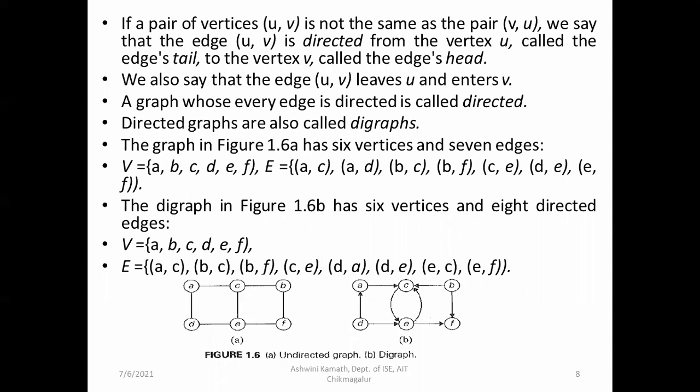Digraph means directed graph. V = {A, B, C, D, E, F} is the set of vertices, and E = {AC, AD, BC, BF, CE, DE, EF}. You can check these pairs; these are the edges for the undirected graph. The digraph in figure 1.6b has 6 vertices and 8 directed edges. So V = {A, B, C, D, E, F} again, and E = {AC, BC, BF, CE, DA, DE, EC, EF}. It has the same set of vertices, but the edges now have direction.